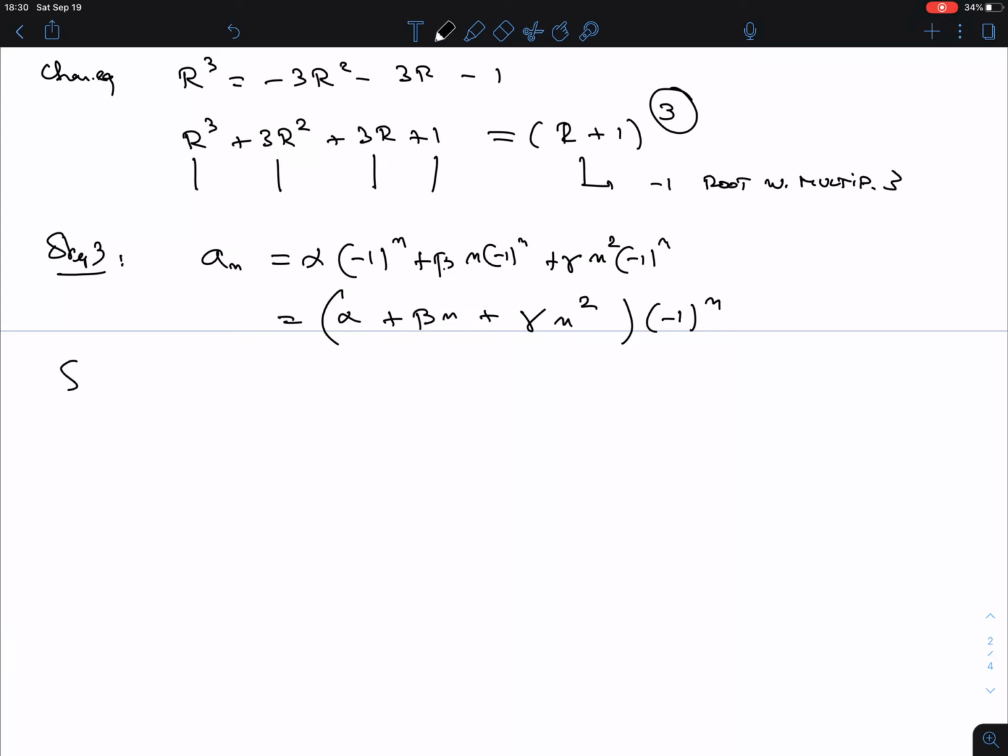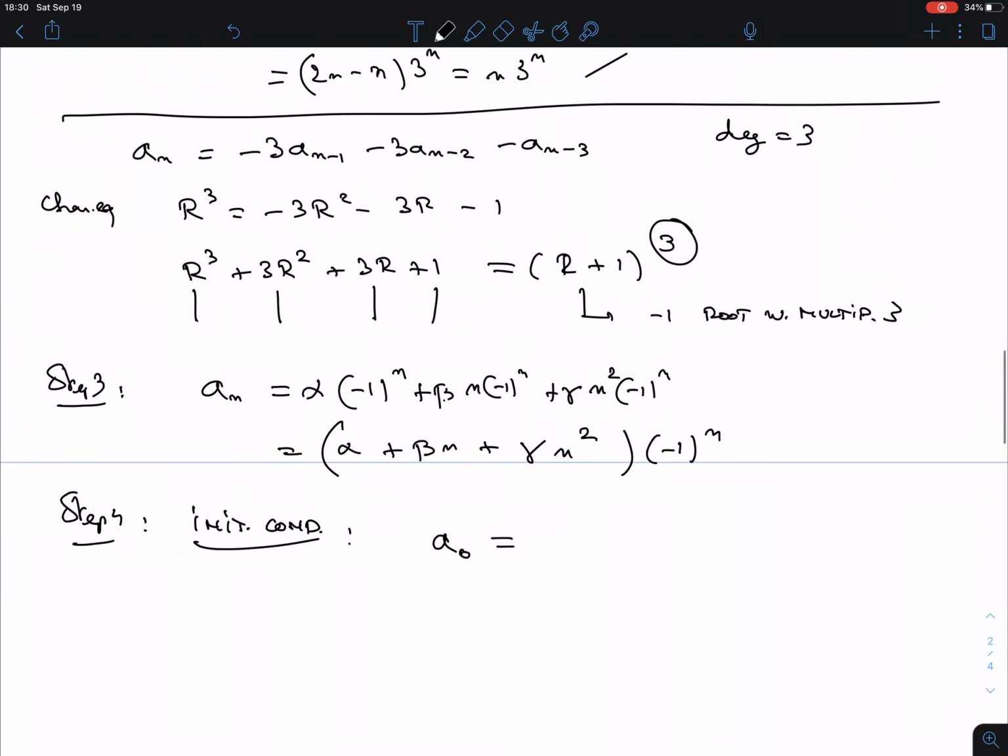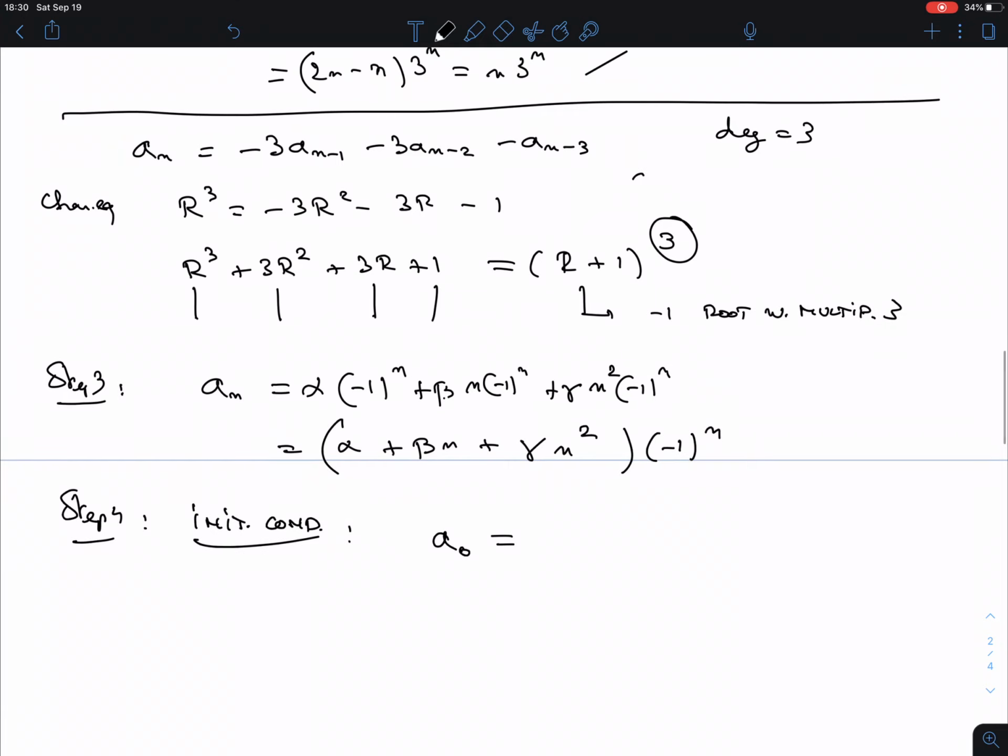So how to define them? That's again the same: initial conditions. In some sense, these initial conditions get a little bit simpler because of the n's, there's going to be some more cancellations, especially in A0. So A0 was, again, I forgot to tell you what the initial conditions were. According to the example of the book, A0 is 1, A1 is -2, and A2 is -1.